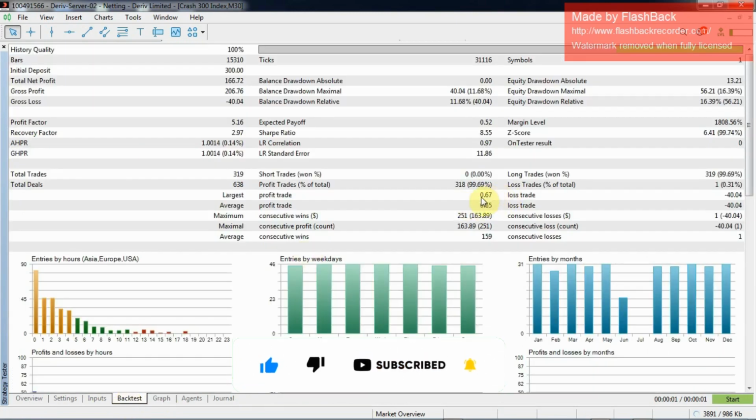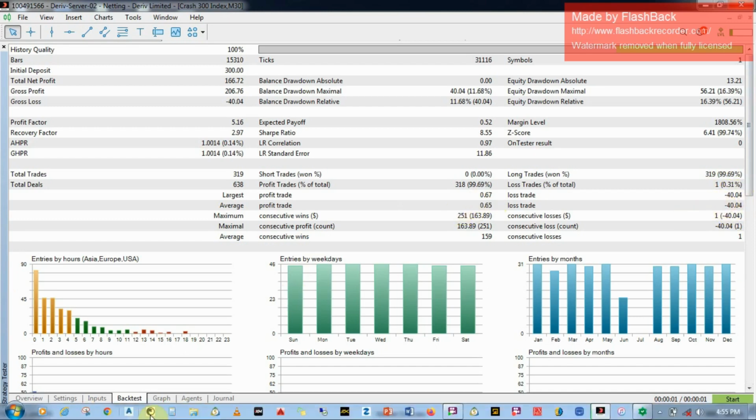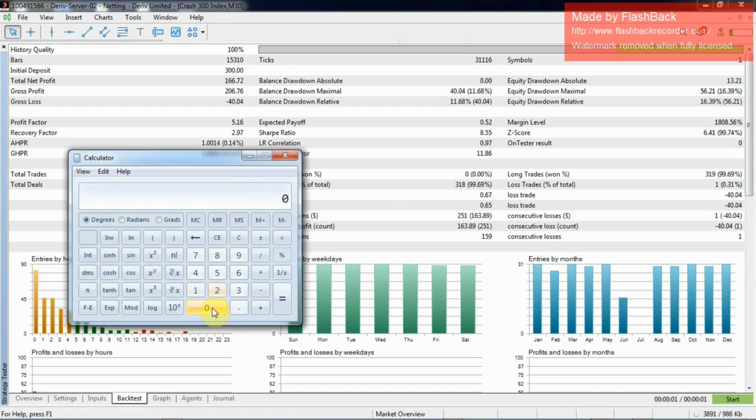This one, 0.6 per trade for 30 days. You are only risking $40 in case things go sour. In case we hit stop loss, it's $40 you are risking. That's what it means, guys. So now let's multiply 0.65 by the number of days in a month. Sorry about the background noise, guys. This one will give you $21.